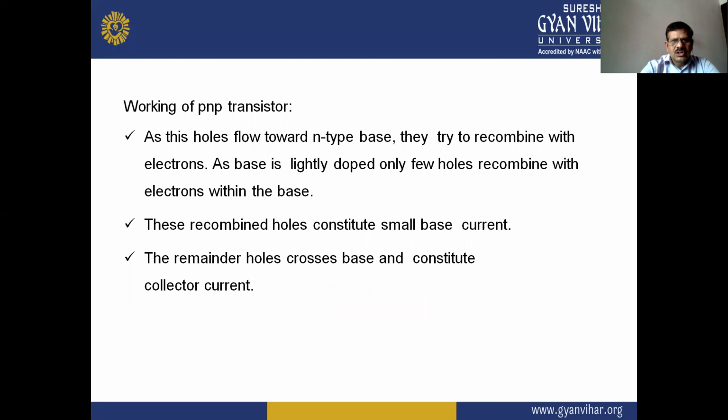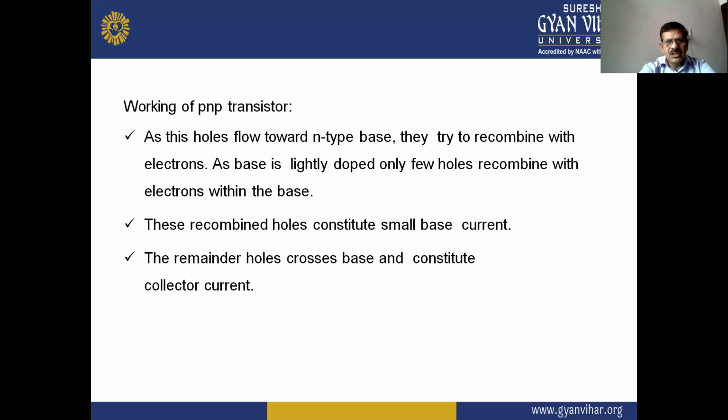As these holes flow toward the n-type base, they try to recombine with electrons. As the base is lightly doped, only a few holes recombine with a few electrons within the base. So here the base current is very small due to the very low recombination rate of holes with the electrons in this region. These recombined holes constitute a small base current. So base current is very small as compared to emitter current.